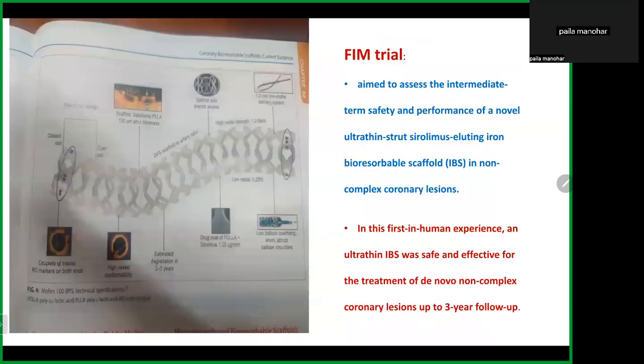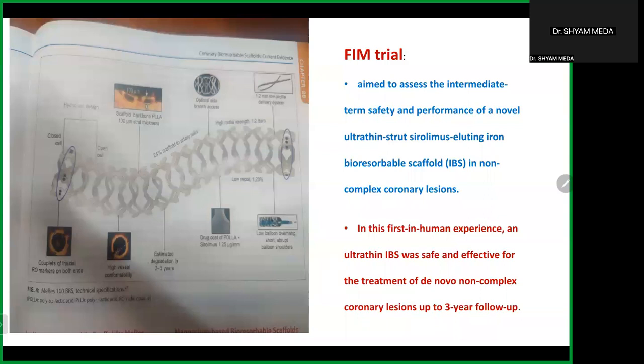So this is the recent trial of Meril's 100 bioresorbable scaffold. That's a FIM trial. The FIM trial aims to assess the intermediate-term safety of a novel ultra-thin strut sirolimus-eluting iron bioresorbable scaffold in non-complex coronary lesions. In this first human experience, the ultra-thin bioscaffold was safe and effective for the treatment of de novo non-complex coronary lesions up to 3-year follow-up.